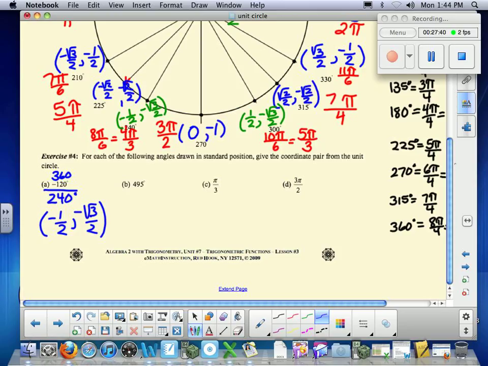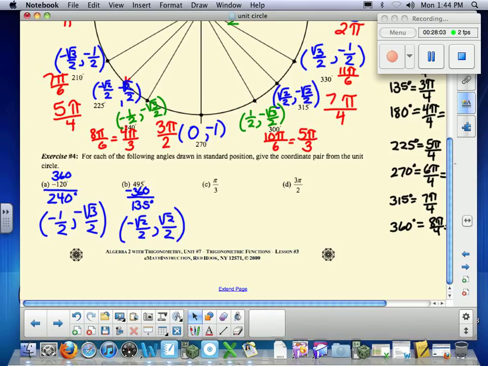For letter B, I'm going to subtract out 1 full circle, and how much do I have left? So I'm doing a full circle plus another 135 degrees. Okay, so that's negative square root of 2/2 and square root of 2/2. Oh, and here's our beautiful radian measure. Remember, you can always convert, okay? You can always convert if you need to.